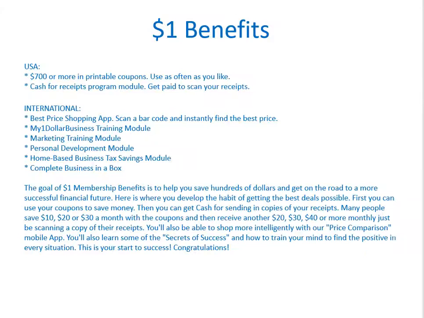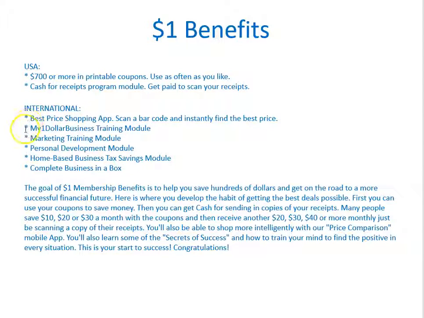So let's look at the benefits a little bit real quickly. I'm not going to go through all of them, just hit the highlights. For $1, USA members get $700 or more in printable coupons, and we get an app that is going to allow us to scan receipts and submit those receipts for cash rebates paid back to us via PayPal at a given dollar amount. International members are going to receive some apps that allow them to find the best price instantly by scanning the barcode on a product and be able to make very smart shopping decisions.